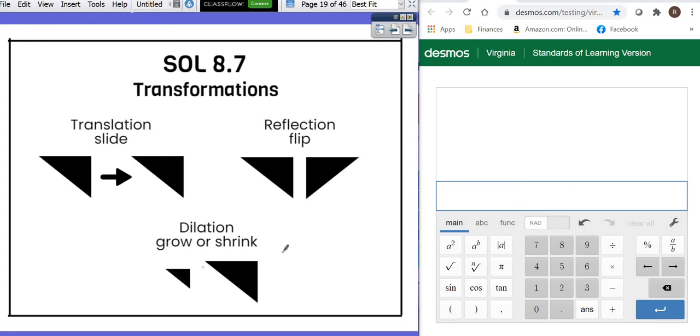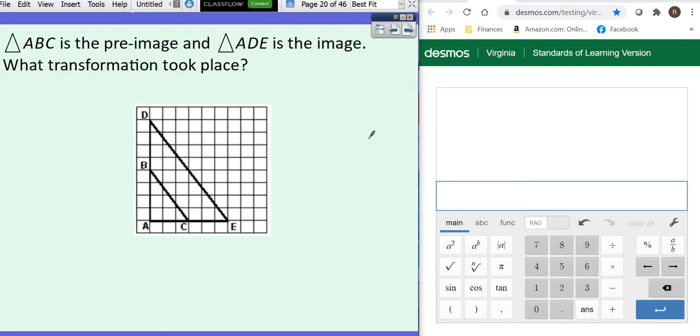Okay, so the only one that changes size is a dilation. All right, and the only one that changes direction is a reflection, just in case that comes up. So let's do some examples. The first one is triangle ABC is the pre-image. That means it's the first one. And triangle ADE is the image. What transformation took place? Well, this one is easy because the triangle was small and it's much bigger. So this was definitely a dilation. So just remember, if size changes, dilation is your answer.